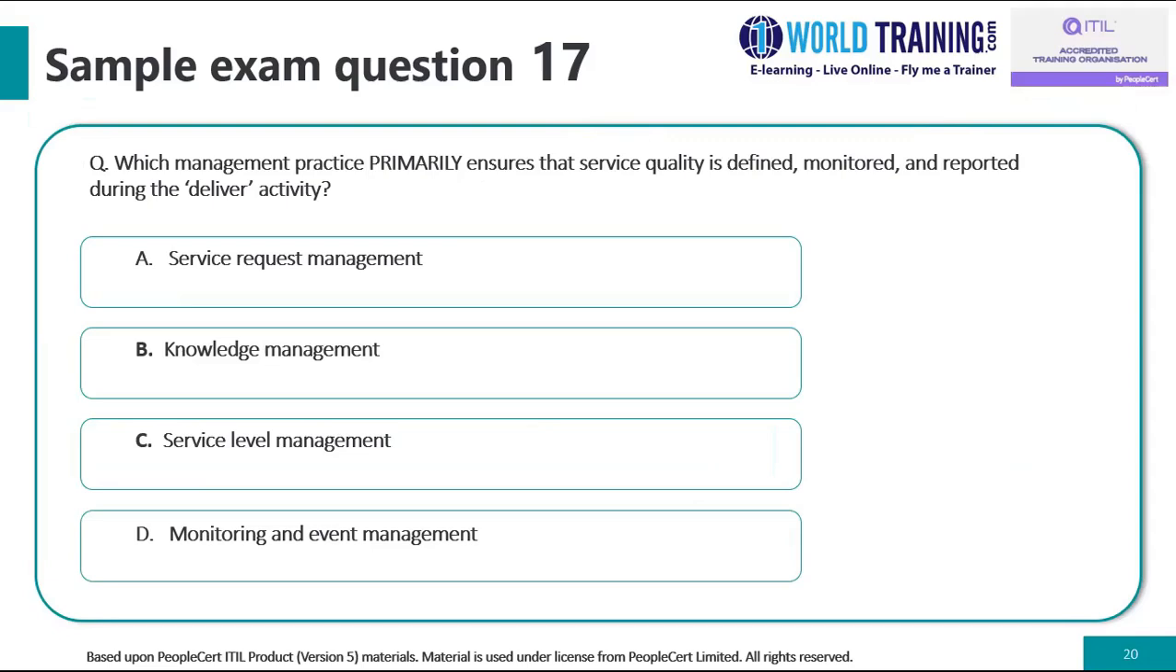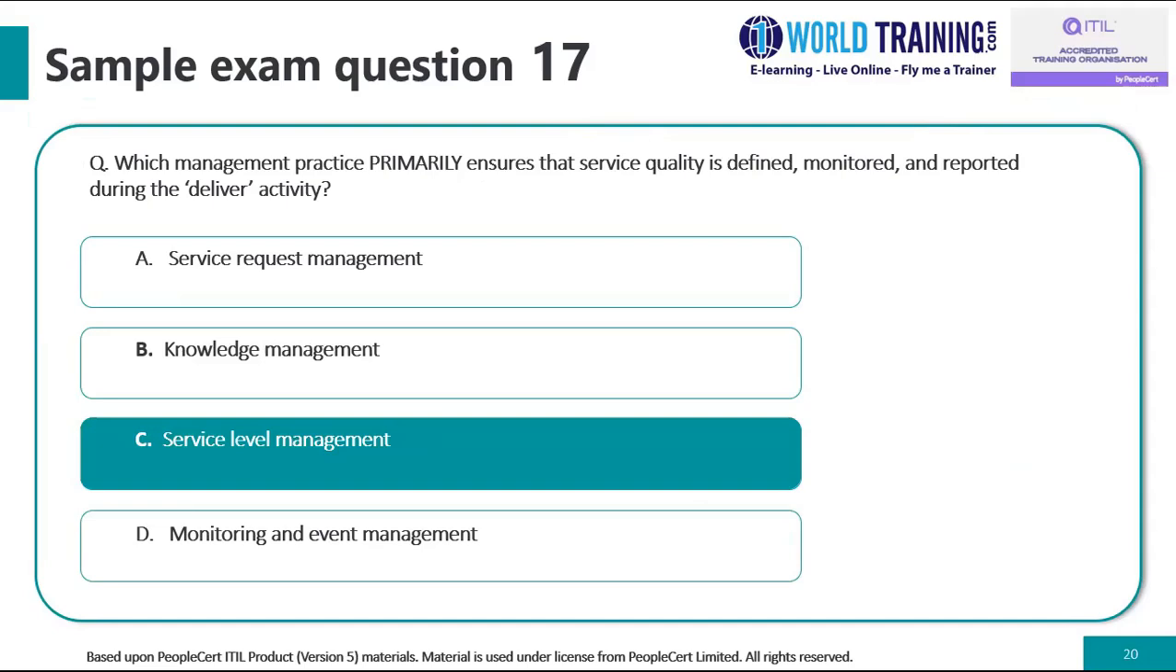17, which management practice primarily ensures that service quality is defined, monitored, and reported during the deliver activity? Correct answer is service level management, C. Service level management is a practice responsible for managing and reporting service quality, directly aligning with defining, monitoring, and reporting service performance during delivery.